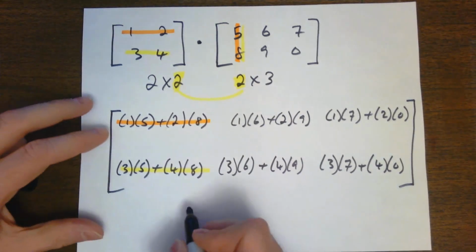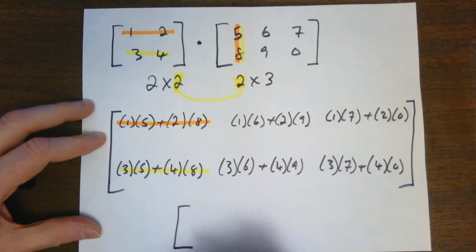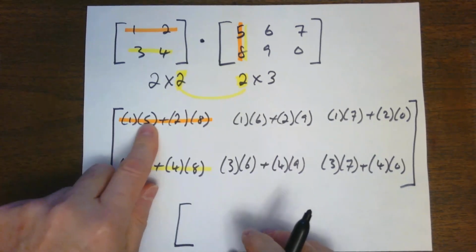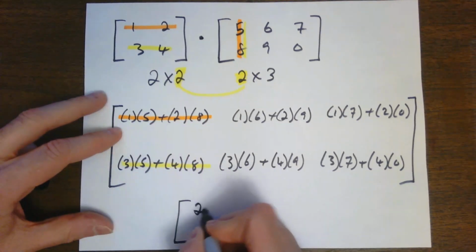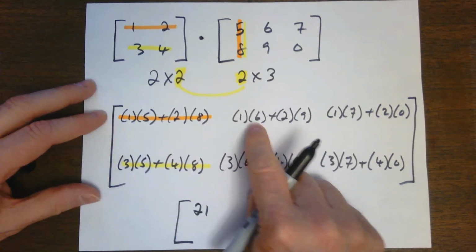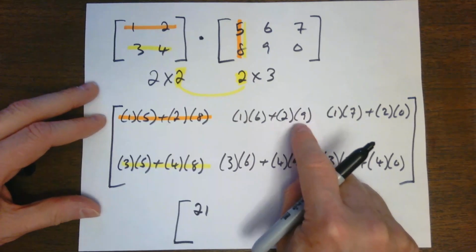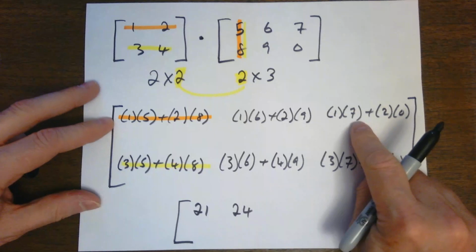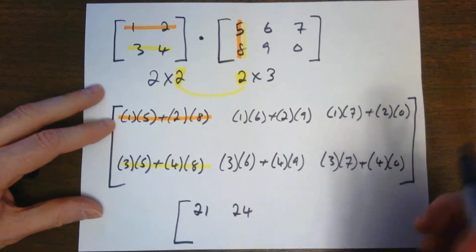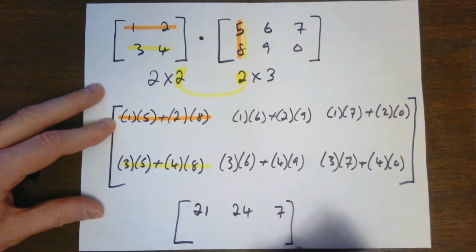All right, now let's simplify all of these out, and let's see what I get. 1 times 5 is 5. 2 times 8 is 16. 16 and 5 is 21. 1 times 6 is 6. 2 times 9 is 18. 18 and 6 is 24. 1 times 7 is 7. 2 times 0 is 0. 7 plus 0 is 7.